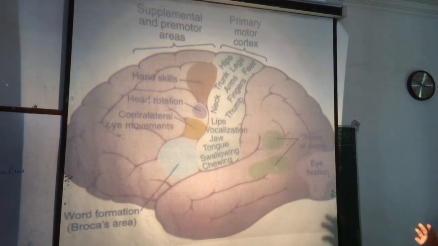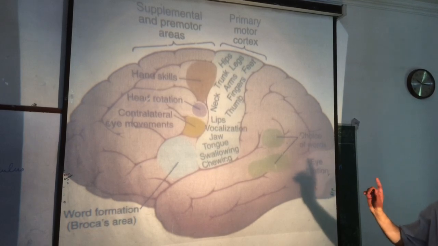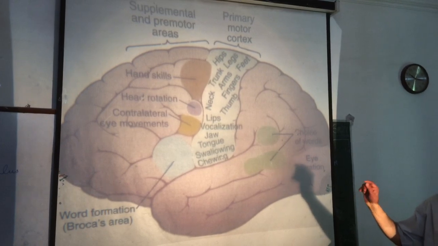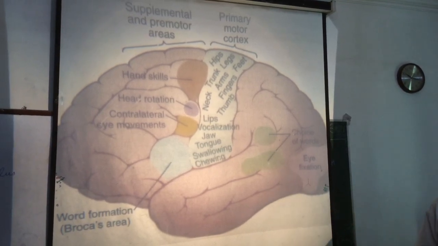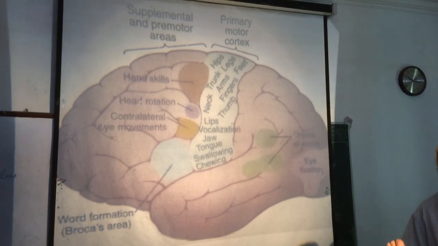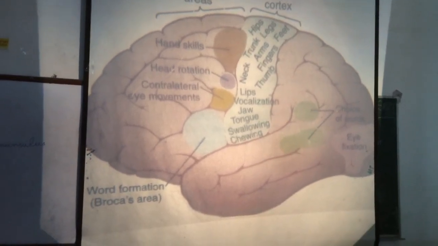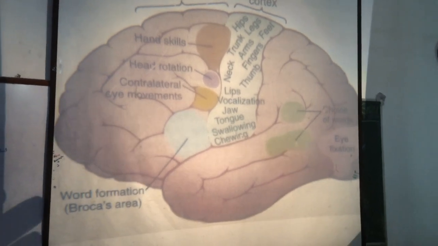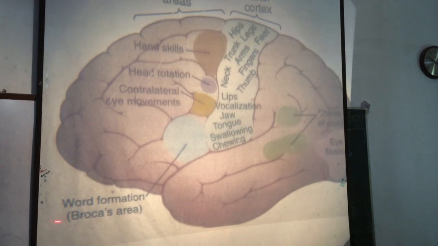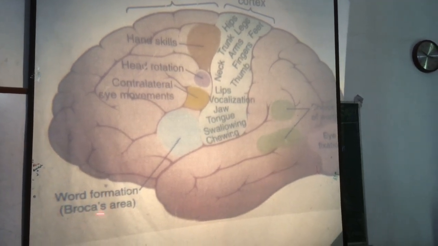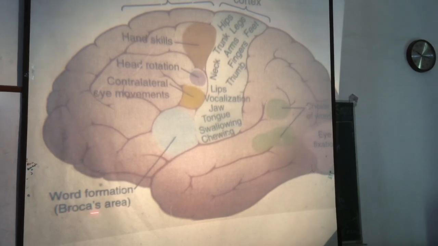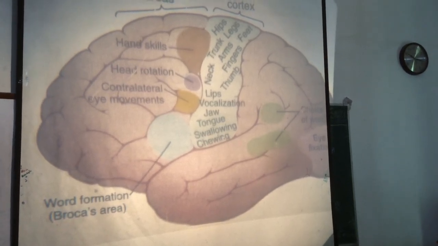So this was about the primary motor area, premotor area, and supplementary motor area. Now we come to special motor areas. The first of the special motor areas is Broca's area, also called the motor speech area.